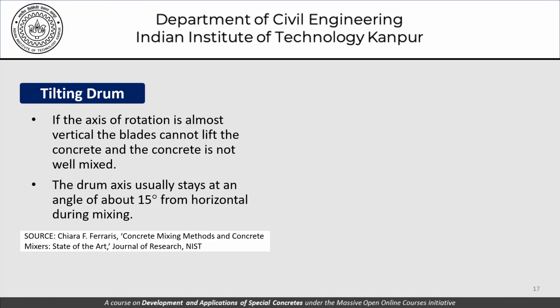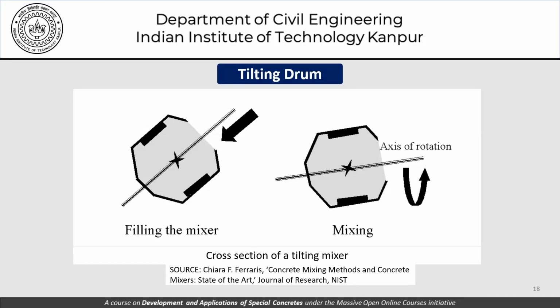Here is a schematic representation of a tilting drum mixer with the cross section of this mixer shown here. So we have this opening here which is used for loading the mixer as well as discharging it. It is at this position that we load the mixer. Then we make it basically horizontal or just off horizontal, rotate the mixer and mix the concrete. So this is the mixing process that is going on as far as this mixer is concerned.